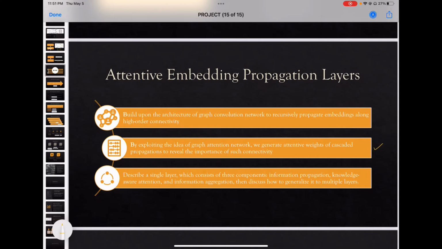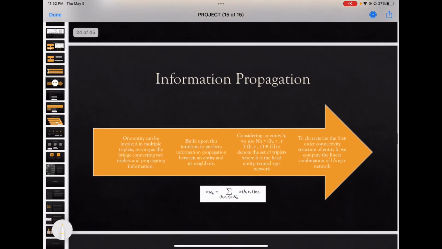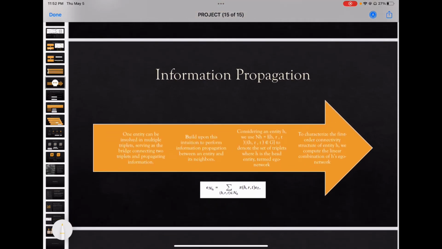Here, we start by describing a single layer which consists of three components: information propagation, knowledge-aware attention, and information aggregation, and then discuss how to generalize it into multiple layers. So the first topic that we look at is information propagation. One entity can be involved in multiple triplets, serving as the bridge connecting two triplets and propagating information.